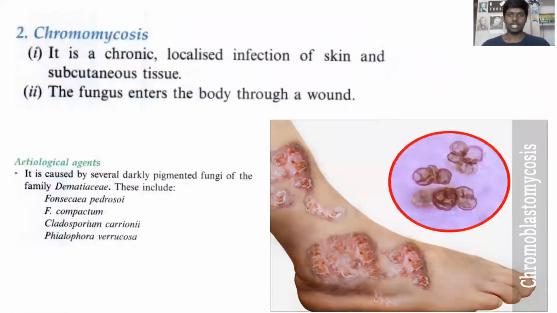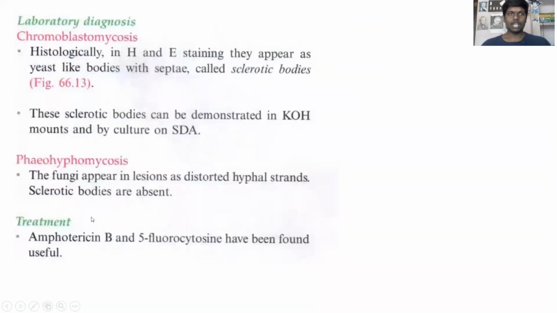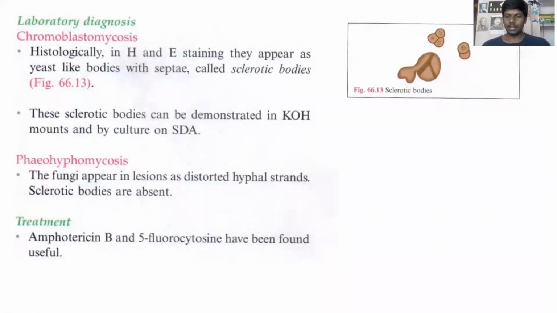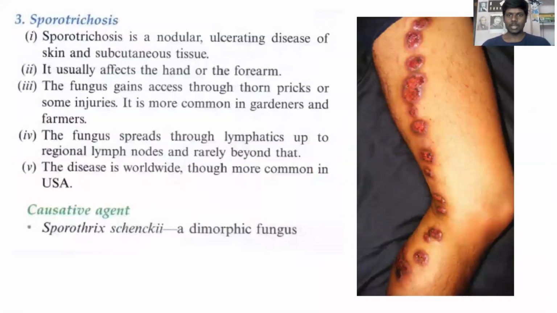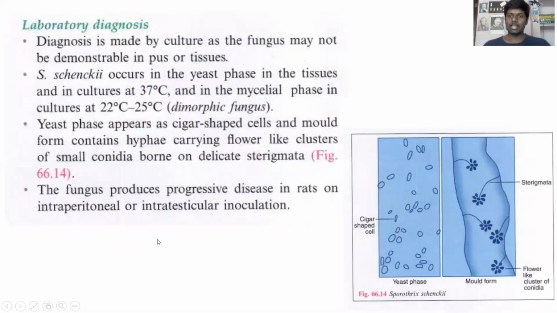So in chromomycosis, you will see sclerotic bodies. So presence of sclerotic bodies is the identification feature for laboratory diagnosis. So what are the agents of chromomycosis? Fonsecaea pedrosoi and Fonsecaea compacta. Then coming to laboratory diagnosis, we already know sclerotic bodies are present. Then sporotrichosis. Sporotrichosis is also called gardener's disease because it is mostly seen in gardeners and farmers, and it is most common in the USA. It is caused by a dimorphic fungus called Sporothrix schenckii.